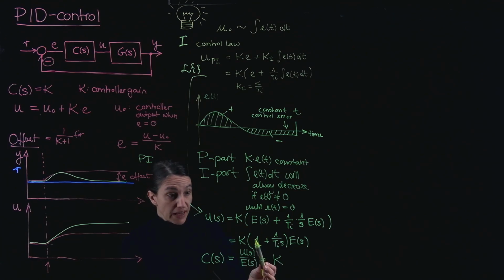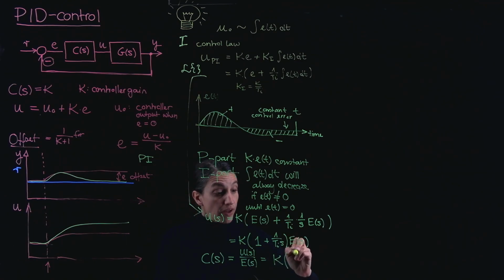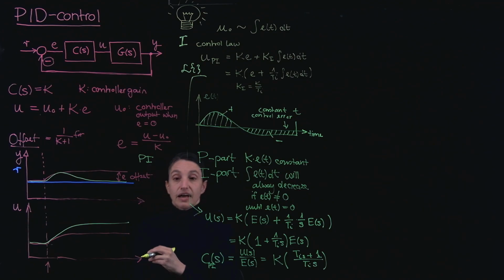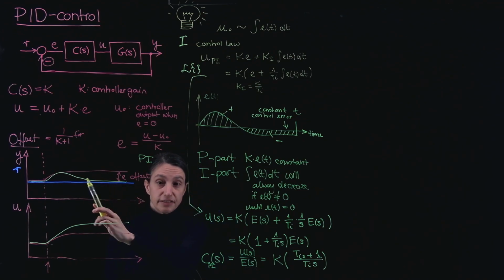We have to expand the 1 here with Ti s divided by Ti s. So we have Ti s plus 1 divided by Ti s. So that's our transfer function of our PI. That's a PI controller. So we could call this here C PI of s.